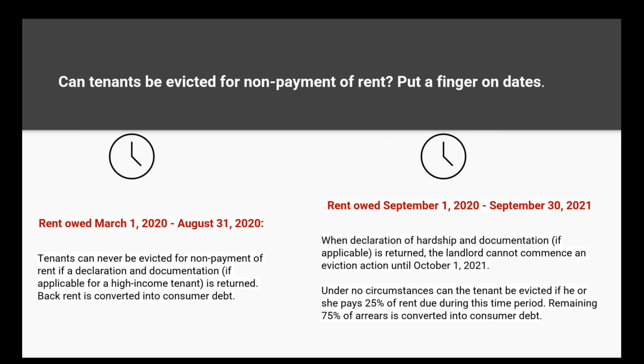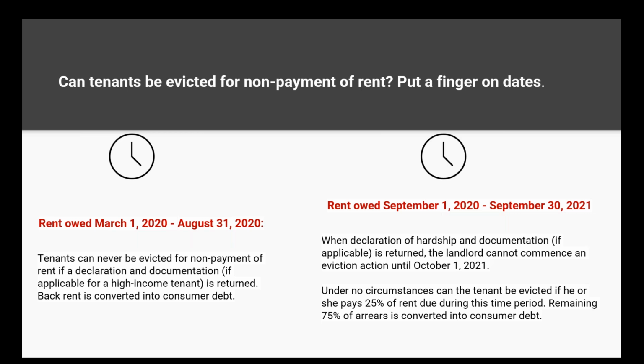For rent owed between September 1st, 2020 and September 30th, 2021, the rule is that if a declaration of hardship, that blank document, is completed by a tenant, the landlord cannot commence an eviction action for non-payment until October 1st. And if the tenant comes up with 25% of the rent due for this period of time, you cannot evict them for non-payment of rent.